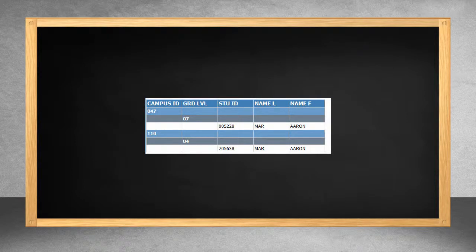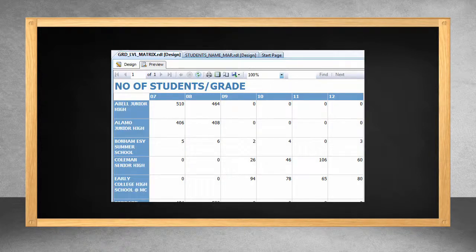There are many tools available to display the data. The default display when using the report wizard is the data table. Here is a display of a crosstab matrix with student counts.